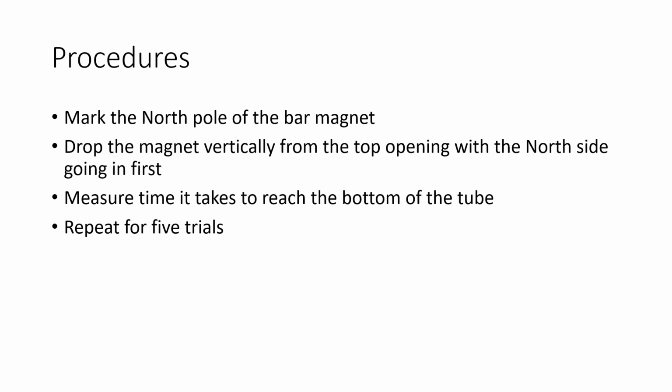The experimental procedure is that we'll mark the north pole of the bar magnet. We'll then vertically align the aluminum tube and drop the magnet in with the north side going in first. We'll measure the time it takes to reach the bottom of the tube. We'll repeat for 5 trials.